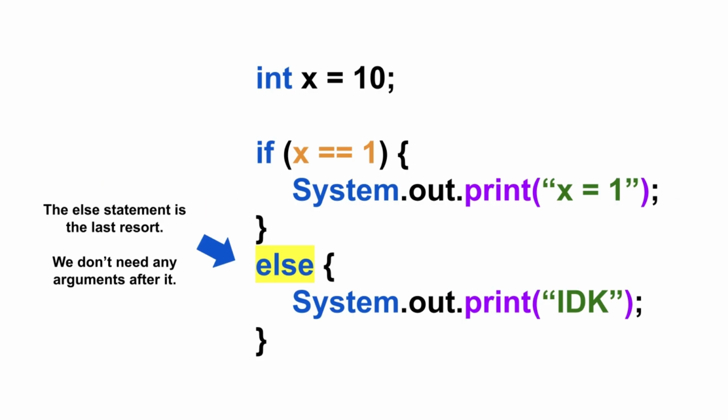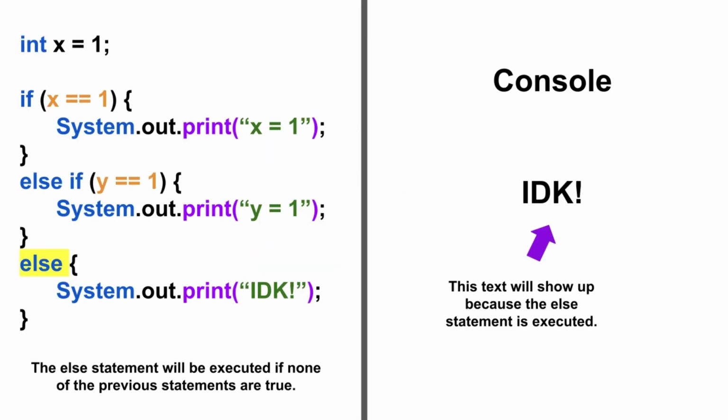And last, we have the else statement. The else statement is the last resort if none of the previous statements were true. We don't need any argument behind an else statement. And like the else if statement, the else statement will also be ignored if a previous statement is true. Here, since none of the statements before it were true, the else statement will run and we will see "I don't know" on the console.